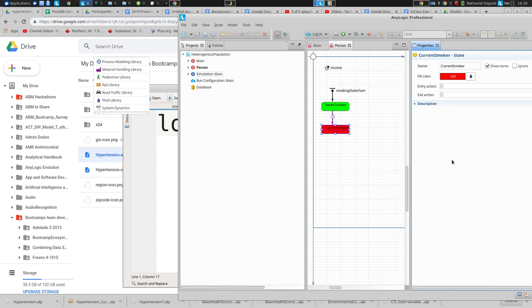Now, I wish it were that simple, that now we would run the model and everything would be happy and it would show nice colors on the screen. It doesn't work that way, because in general we have many state charts and they all have different colors for them, and it can't figure out which color to use.